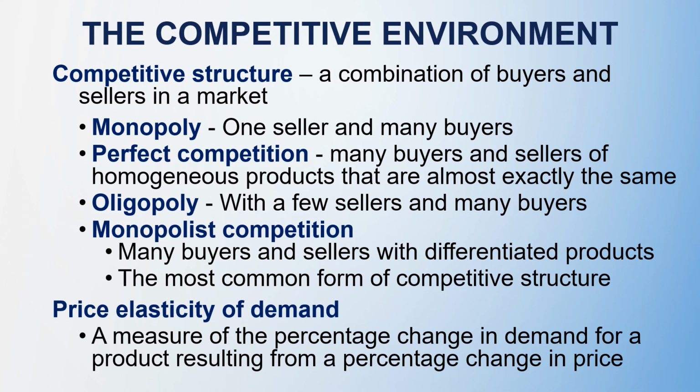A third type of environmental scanning involves looking at the competitive environment to see what the competition is like. The competitive structure is defined as a combination of the buyers and sellers in a market, and your text outlines 4 different conditions of this: the monopoly, the perfect competition, the oligopoly, and the monopolistic competition. It's important that you understand the difference between those 4.